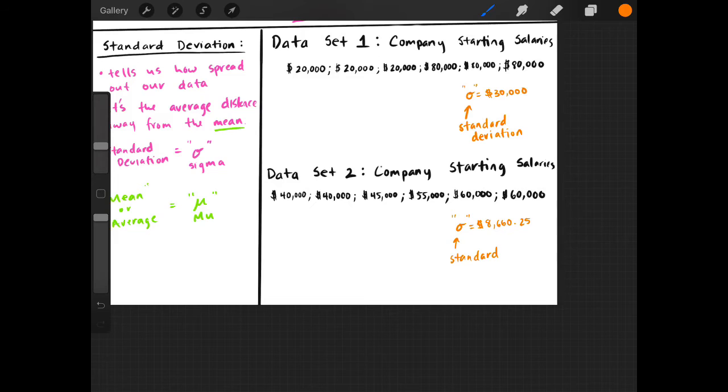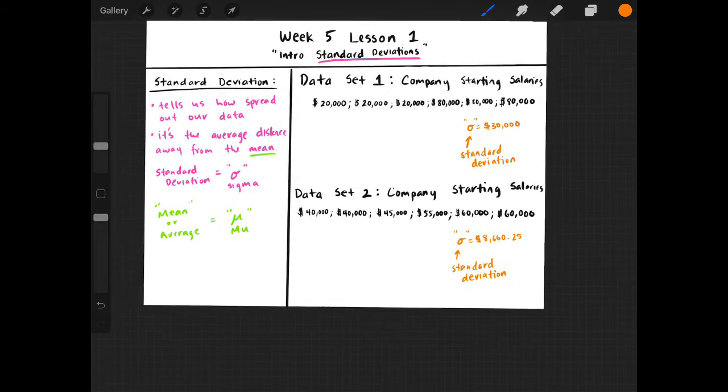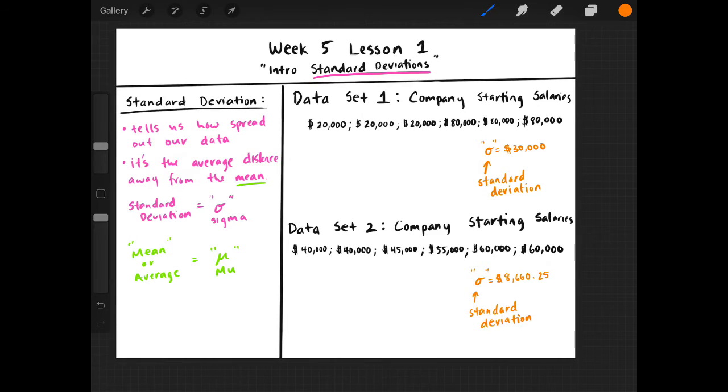Now, why I'm saying the mean or the average only tells us part of the story is because if we look at this, we have two different sets of data. I'm going to say these are two different companies. These are the starting salaries that you get there. Why this matters is because when you're going into some sort of job or profession, you want to know where you're going to start out. A lot of people do.